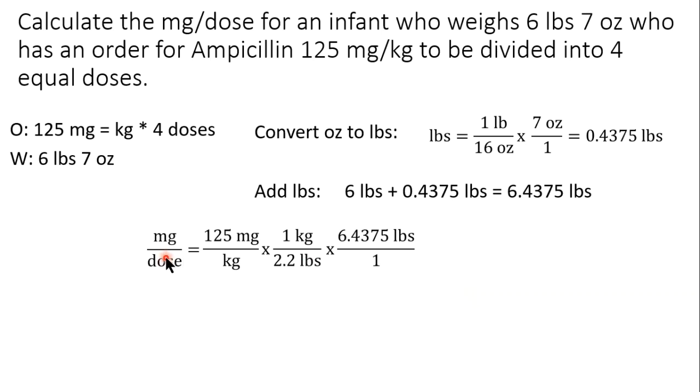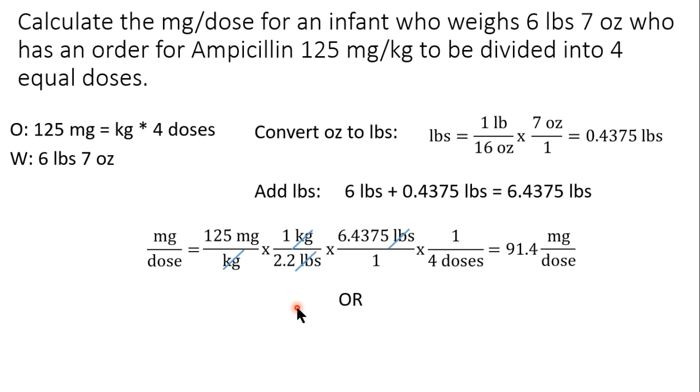And then we need to find the number of doses. So since we want the number of doses in the bottom, then we put 1 over 4 doses. Your kilograms cancel out, the pounds cancel out, and we're left with only milligrams over doses. So we then work with the numbers. So it would be 125 times 6.4375 divided by 2.2 times 4 gives us 91.4 milligrams per dose.